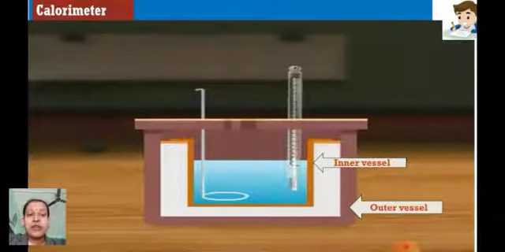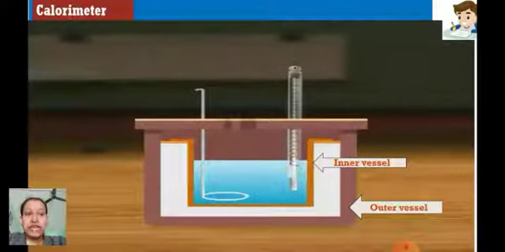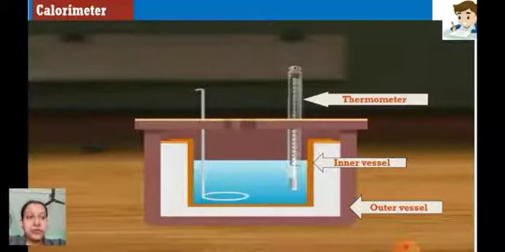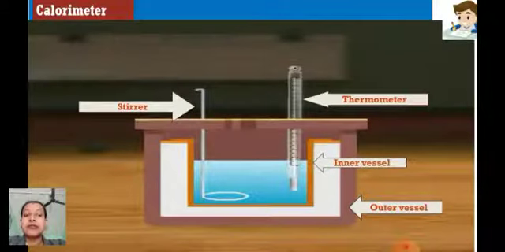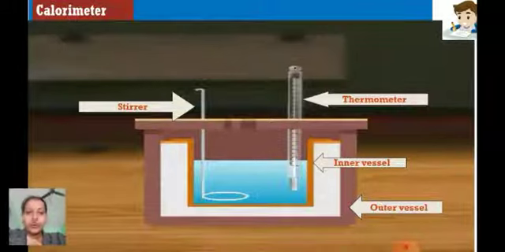Also, the outer vessel has a lid above, which you can see over here, and the lid has two holes. In one hole of the lid there is a thermometer, which is used to find out the temperature of the given substance, and the second is a stirrer, which continuously stirs the water to keep it at the same temperature.